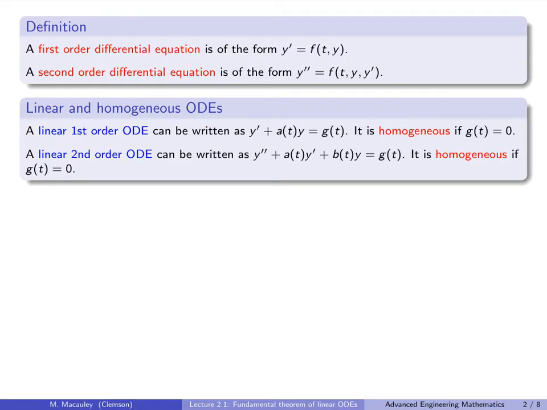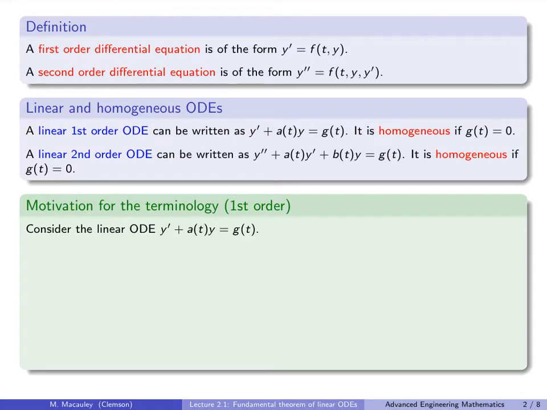So several things to notice about this. First of all, for both of these, a of t and g of t, and in this case b of t, these don't need to be constants. They can be arbitrary functions, which may be surprising, because what this means, for example, is things like y prime plus e to the t squared sine of t, y equals t cosine of t, something like that. That is, in fact, a linear differential equation, even though it contains these terms, which are highly nonlinear in t.